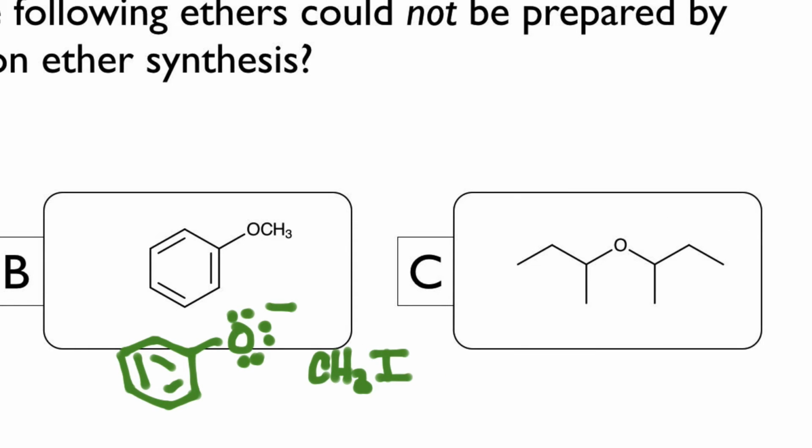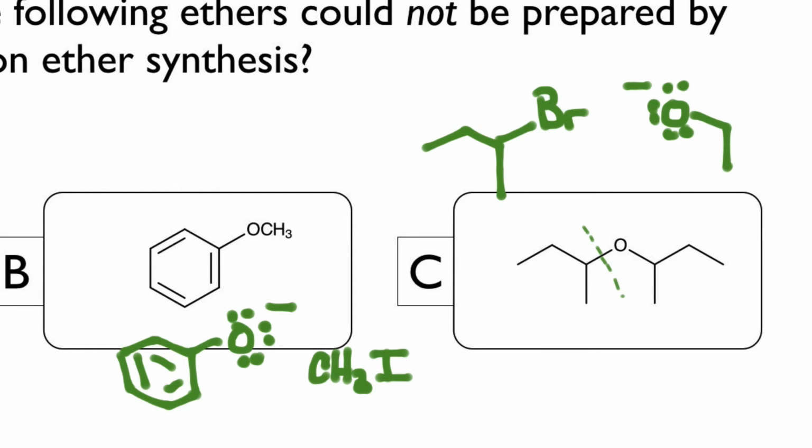But when I get to C, I run into a problem. Both of these groups are the same, so it doesn't matter which bond I decide to form. If I attempted that reaction, I would have to start with pieces that look like this: maybe that alkyl bromide and this alkoxide. And now you'll notice that this carbon is secondary. That's not going to work.